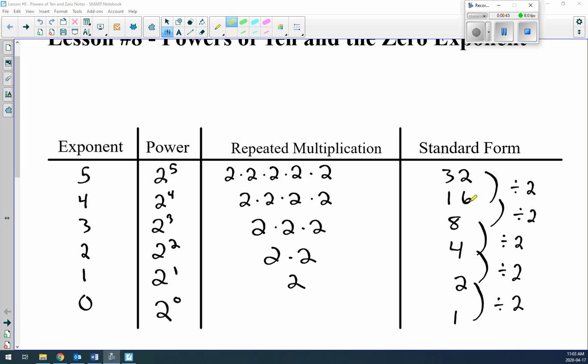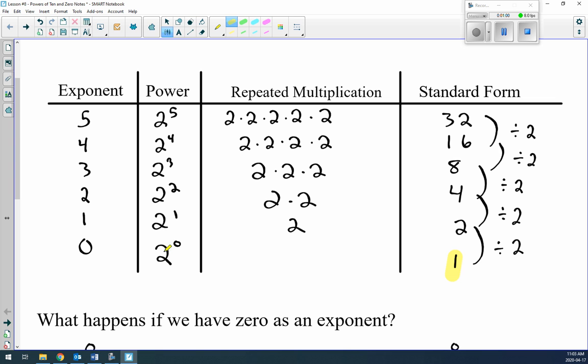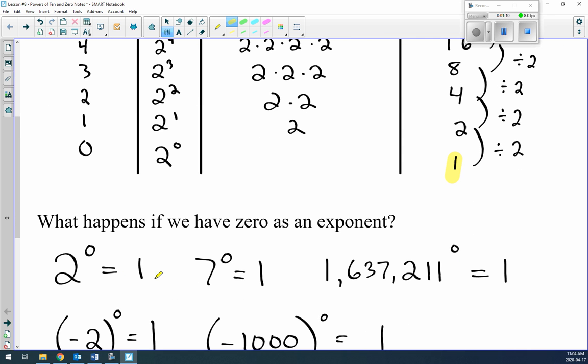So 32 goes down to 16. So we divided by 2. 16 divided by 2 is 8. 8 divided by 2 is 4. 4 divided by 2 is 2. Now, keep that same pattern going. 2 divided by 2 is 1. So what does that mean? Well, look, we have the exponent of 0. So our power is 2 to the 0. And what's our answer going to be? It is 1. So what happens when we have 0 as an exponent? Our answer is 1. So 2 to the 0 is 1.